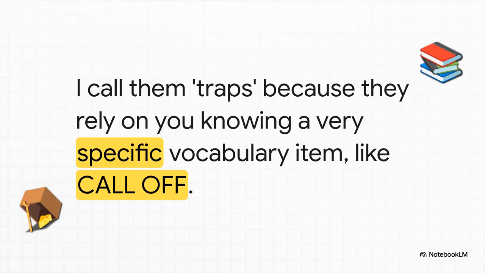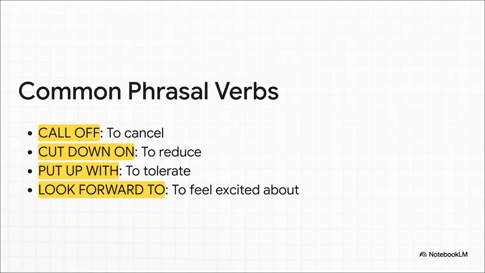Finally, let's talk about the infamous phrasal verbs. I call them traps because, well, they rely on you knowing a very specific vocabulary item. Our very first example used one of these, call off. So if your keyword is a small preposition like off, down, or on, it's a huge signal that you're probably dealing with a phrasal verb. Your task is to match it with a verb from the first sentence. Cancel becomes call off. Reduce becomes cut down on. Tolerate becomes put up with. This isn't just vocabulary. It's a superpower on this exam.